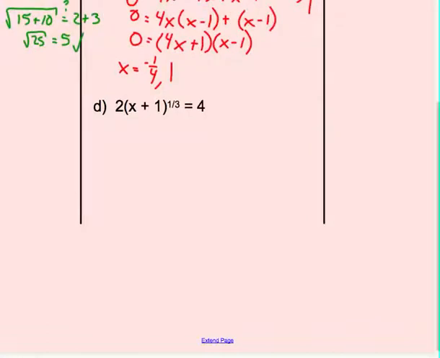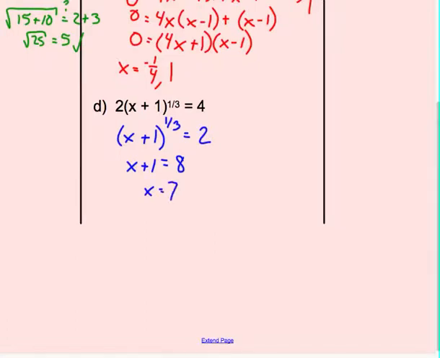Last example, this time I have a rational exponent instead of a radical. Before I can cube that, I'm going to want to get rid of the 2. I could cube the 2 and that binomial at the same time, but more than likely you will make a mistake if you try and do that. So I would isolate the term with the rational exponent or the term with the radical before you try and cancel it. So I'm going to divide both sides by 2. And then I'm going to cube both sides to cancel my 1/3 power. 2 cubed is 8. Subtracting 1, I get 7.